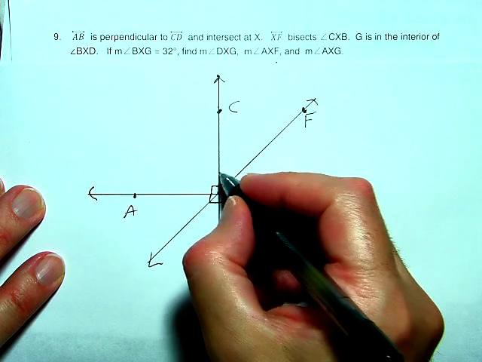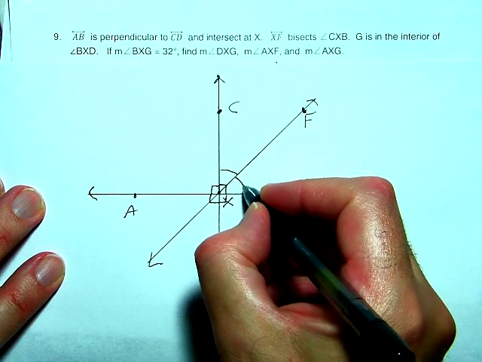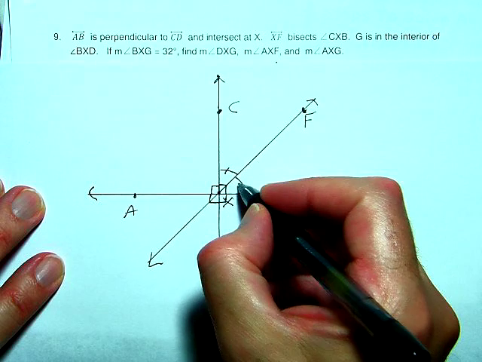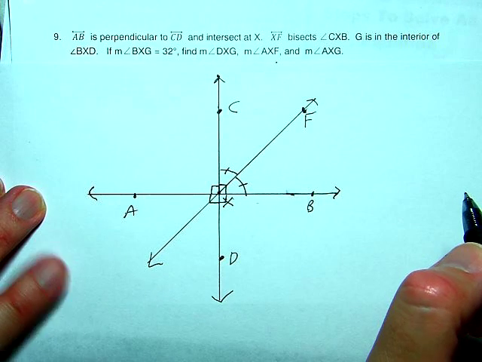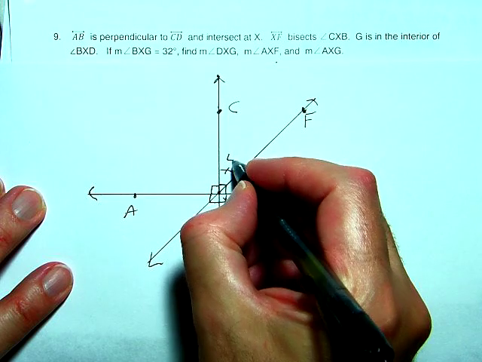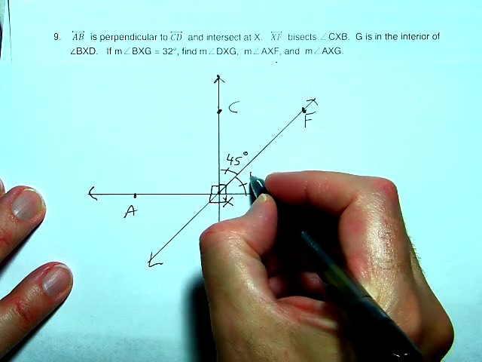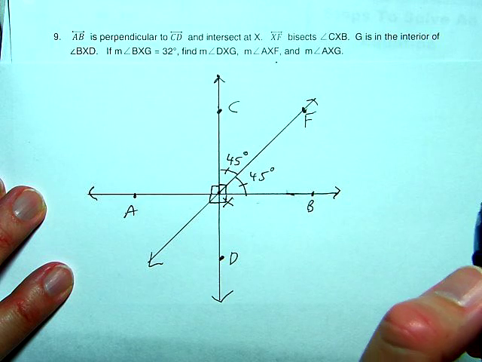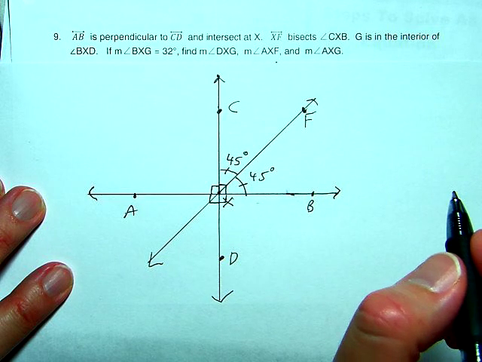Well, that means that this angle, FXC, is equal to this angle, BXF. We can have our little equality notation. Now we also know that if you bisect a 90-degree angle, each of the resulting angles is going to be 45 degrees. Let's go ahead and write in 45 and 45. Okay, so far so good.